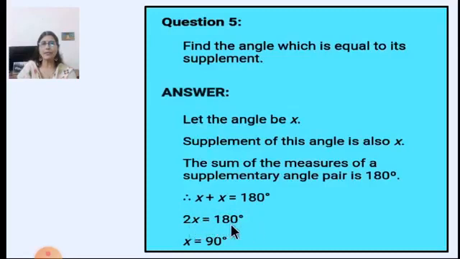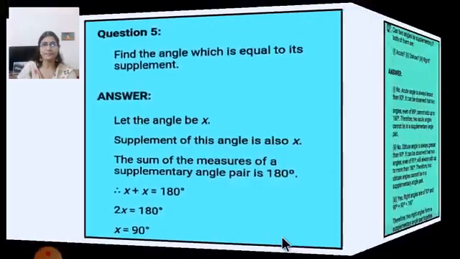So x will be equal to 180 divided by 2. This 2 we bring to the other side, so it will be divided. 180 divided by 2 will be 90 degree.